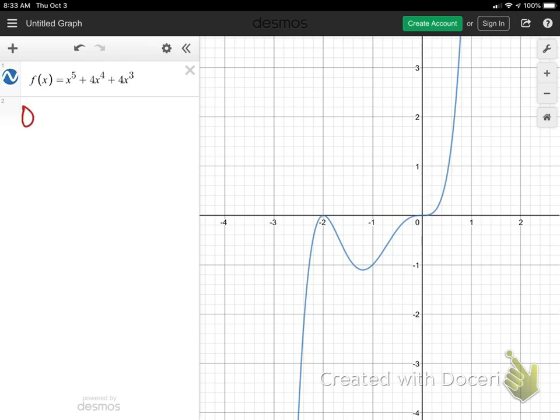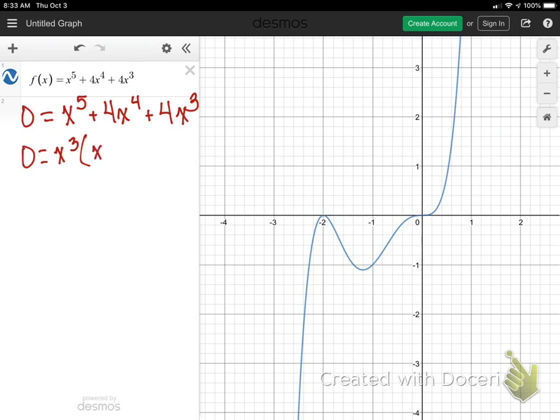Okay, so I'm going to set it equal to 0. I have x to the 5th plus 4x to the 4th plus 4x to the 3rd. What's my GCF? X cubed. I can take an x cubed out of that. And that makes this a lot simpler. Once I take x cubed out, I'm dealing with a much easier trinomial to deal with.